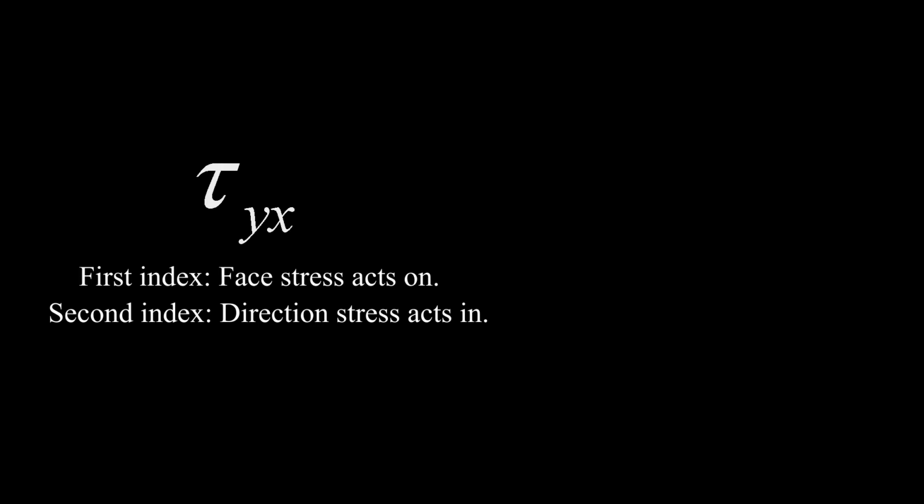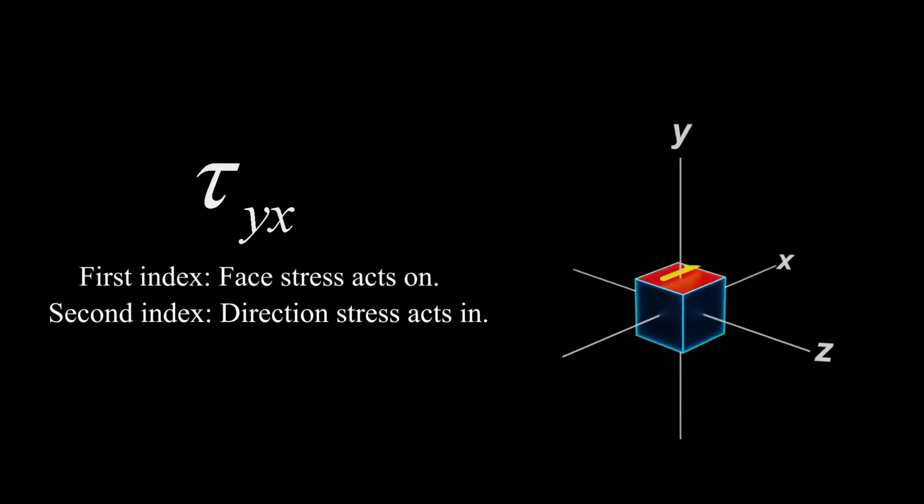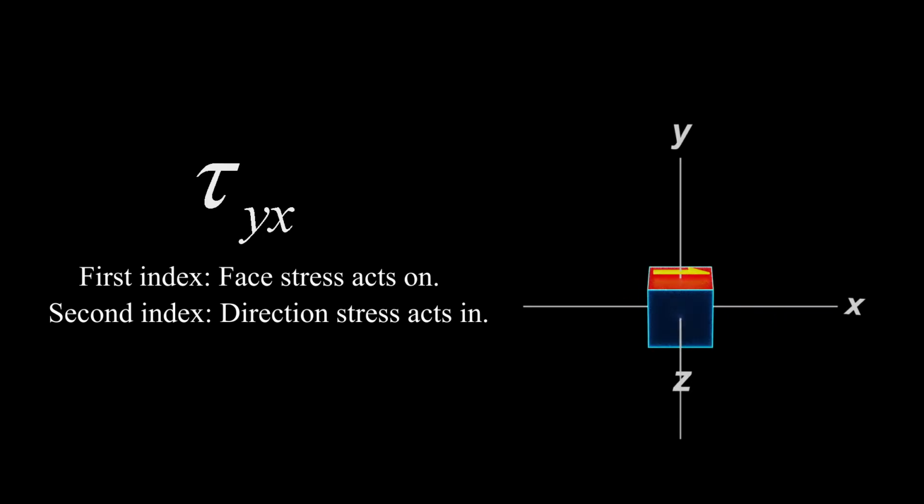In this example, the stress acting on the element would be expressed as tau sub yx. The first index is y because the stress acts on the face with a normal vector pointing in the positive y direction. The second index is x because the shear stress is acting in the positive x direction. Shear stresses are indicated in figures by half arrow pointing in the direction the stress is acting in. Shear stress is what gives a fluid the characteristic of thickness by providing a resistance to fluid flow.